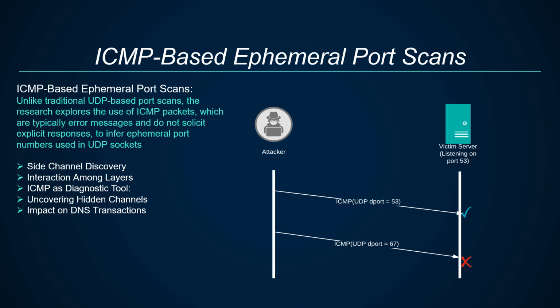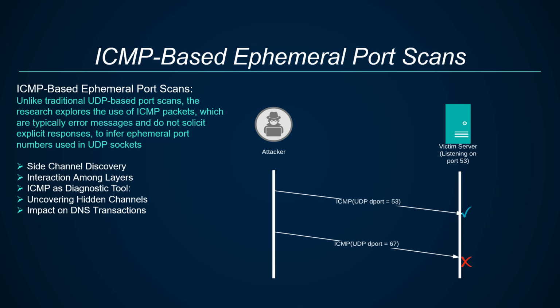Interaction among layers. The successful exploitation of ICMP-based side channels in the context of DNS cache poisoning attacks hinges on the intricate interactions among ICMP, UDP, and application layers, emphasizing the need to understand and address vulnerabilities at multiple network protocol levels. ICMP as a diagnostic tool. ICMP messages are traditionally used as diagnostic tools for network troubleshooting and error reporting, but the research demonstrates how these messages can be repurposed by attackers to gather information about ephemeral port numbers and potentially exploit vulnerabilities in DNS resolvers. Uncovering hidden channels. By uncovering hidden side channels in the Linux network stack that have been overlooked for over a decade, the research sheds light on the potential security implications of ICMP interactions and the need for enhanced awareness and mitigation strategies.